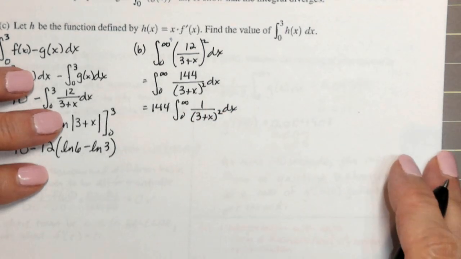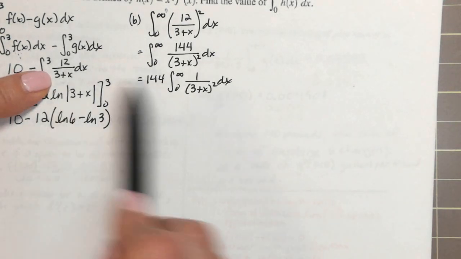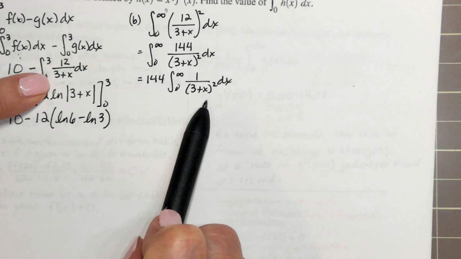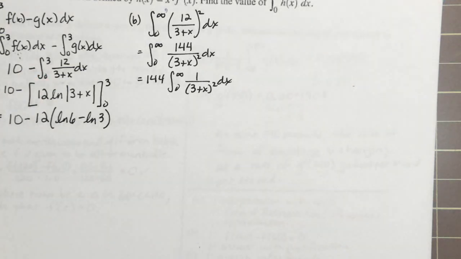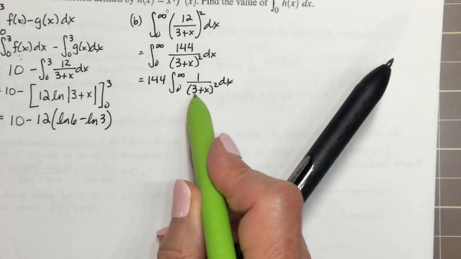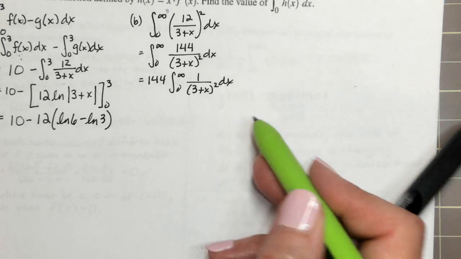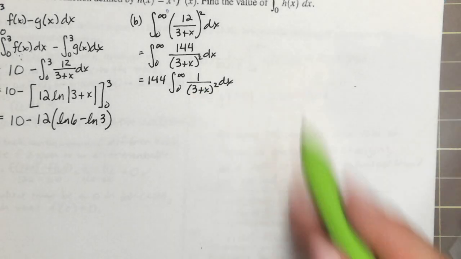Like that. And now, is this an ln? That was an ln. Is this an ln? Absolutely not. It's not an ln because the bottom is not linear. Instead, we can think u sub, but if I let u be the 3 plus x, du is just dx. So I'm not going to actually do a u sub. I'm just thinking, what would I do if this was a plain u?